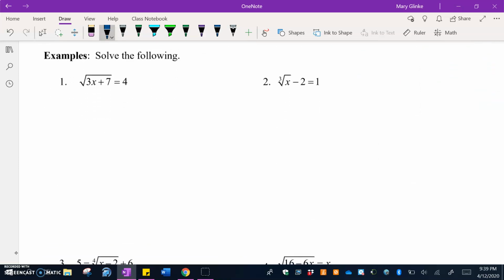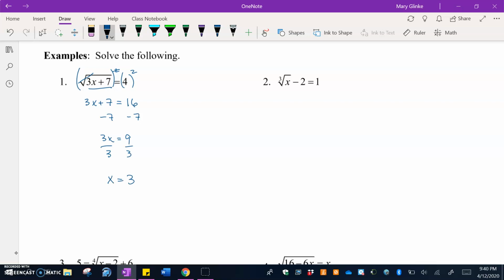The first one is a square root. The square root is already by itself, so we can do the inverse operation and square both sides. When we do that, the square root and the square undo each other, and you're just left with what's inside, the 3x plus 7. On the other side of the equation, you have 4 squared, which is 16. This results in an equation that we can then solve.